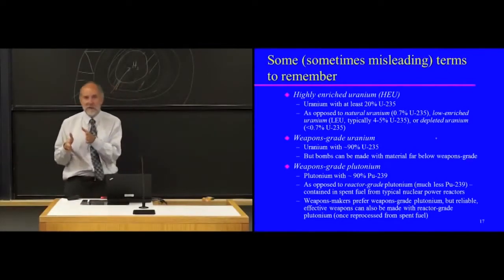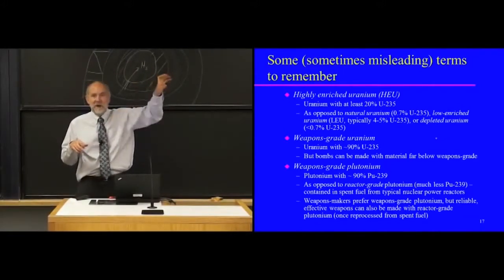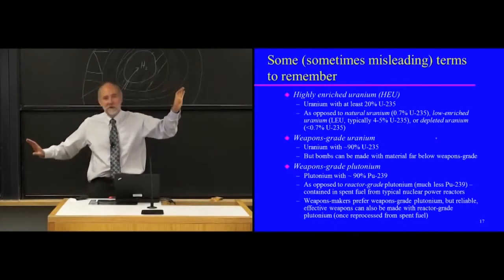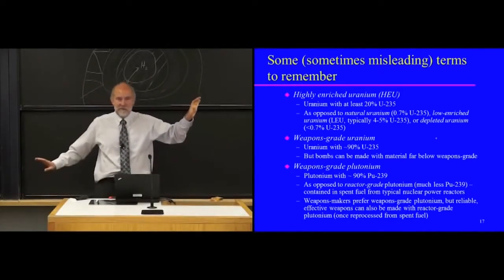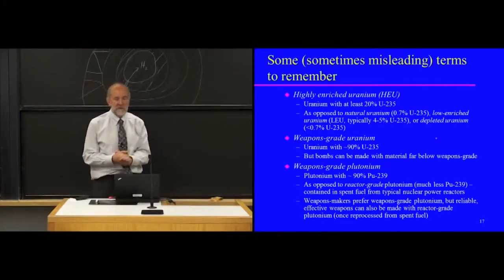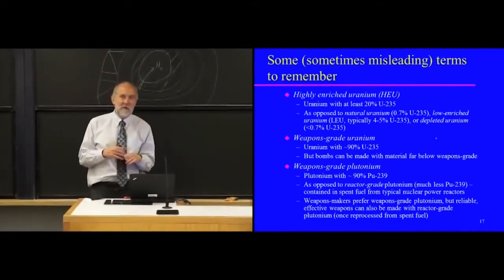Depleted uranium is what you get when you've stripped out some of that U-235 to make highly enriched uranium or low enriched uranium, and then the waste that you've got that's almost all uranium-238 is what's called depleted uranium. So it has less than 0.7% U-235. Now, here's where things get misleading.